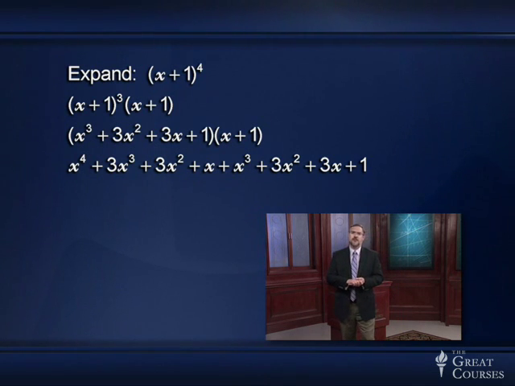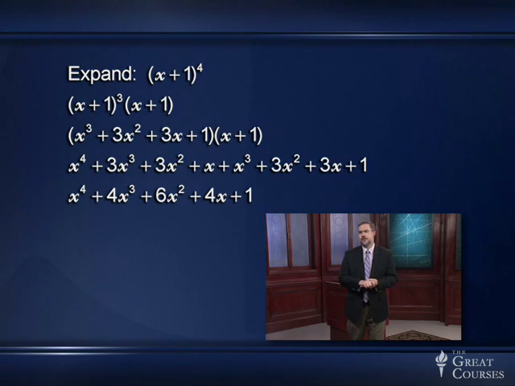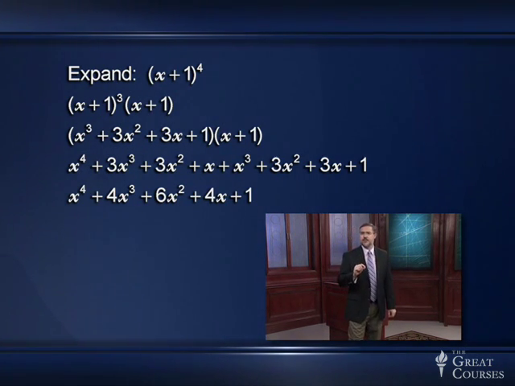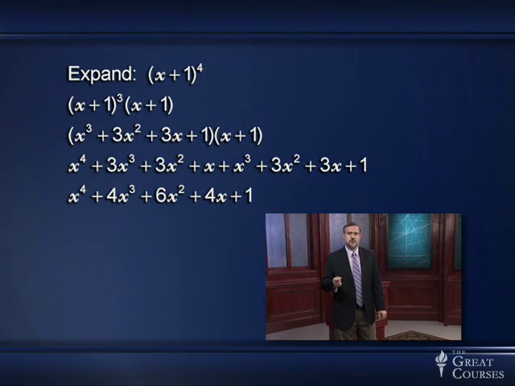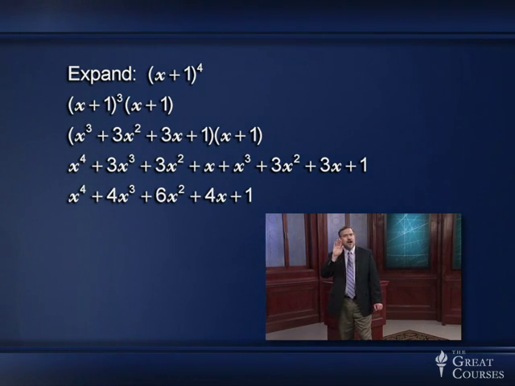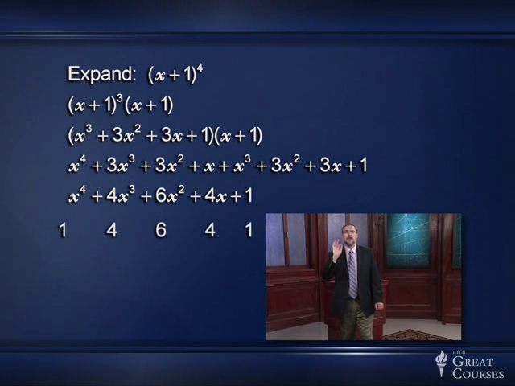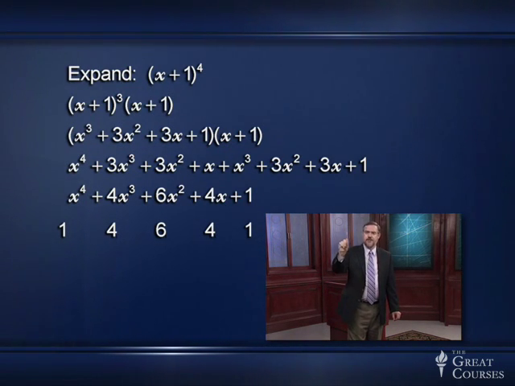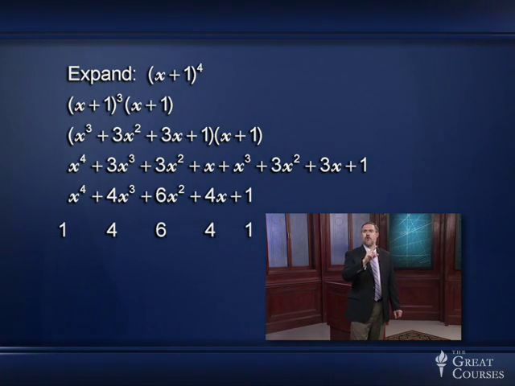And combining the like terms, I'll get x to the 4th plus 4x cubed plus 6x squared plus 4x plus 1. Notice I've got this polynomial written in standard form, just as I did in the previous example with the x cubed plus 3x squared plus 3x plus 1. Now it's in standard form. Hide the powers of x from your eyes or erase them, and look at the coefficients again. They're going to be 1, remember there's a 1 in front of the x to the 4th term, followed by 4, 6, 4, 1.